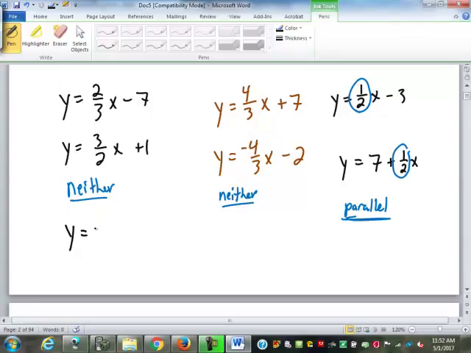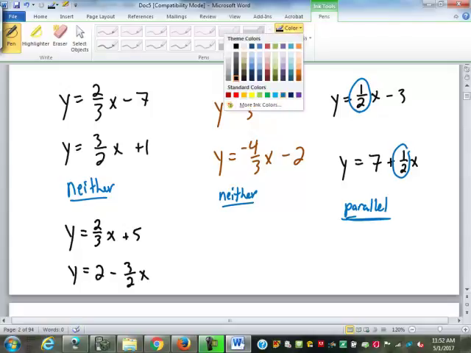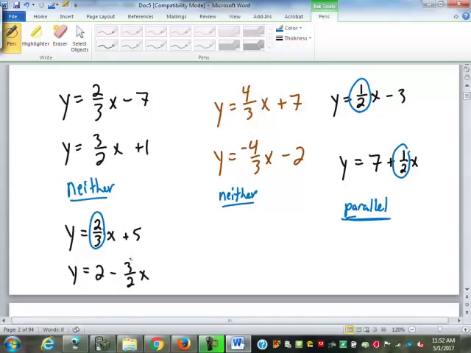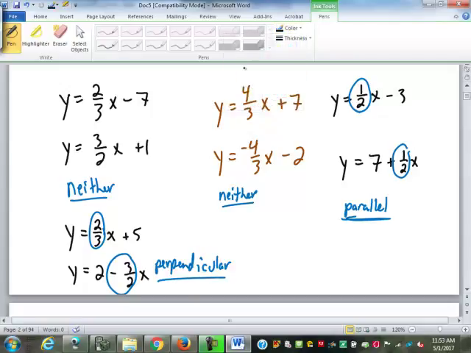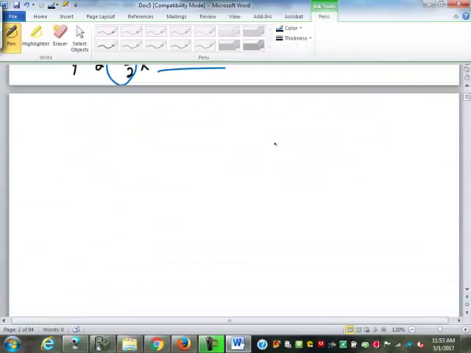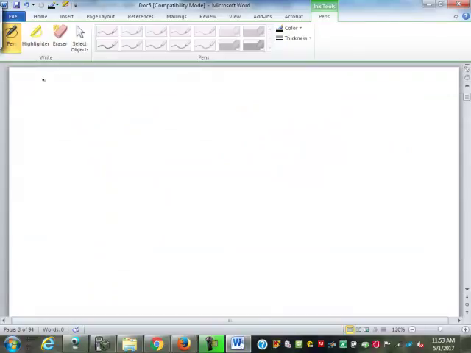And my final pair, y equals 2/3 x plus 5, and y equals 2 minus 3/2 x. Well, the slope here is 2/3. This one is a negative 3/2. They are opposite reciprocals, so those are perpendicular.